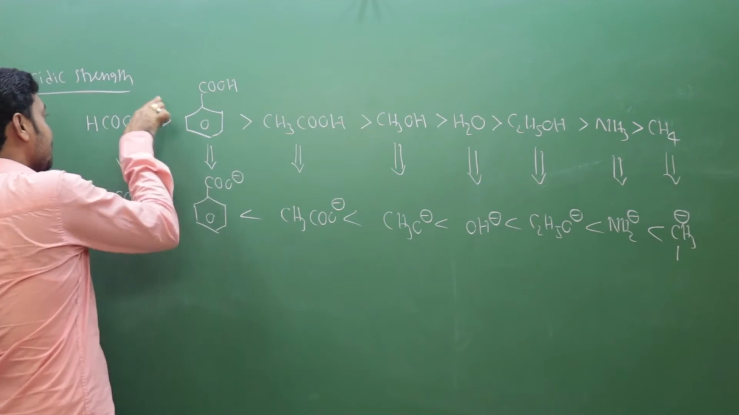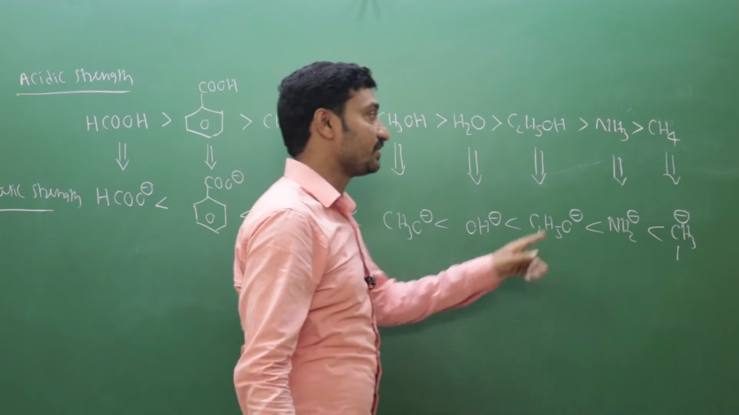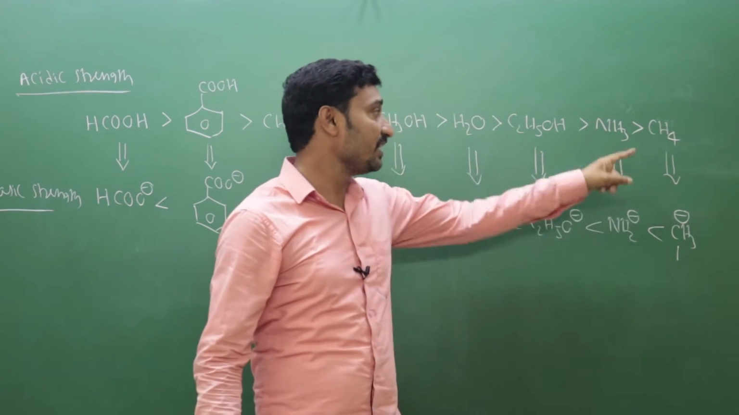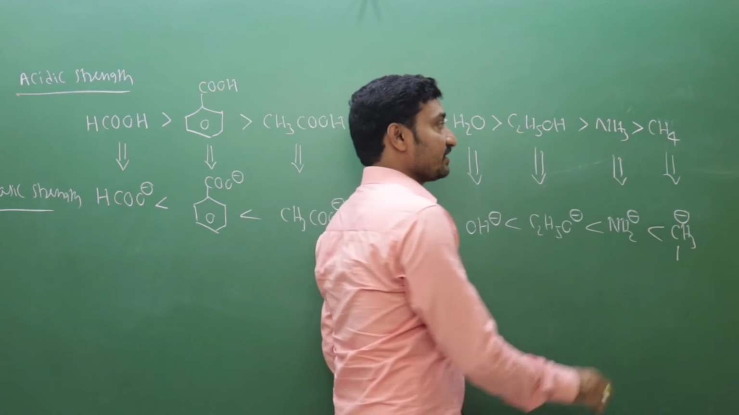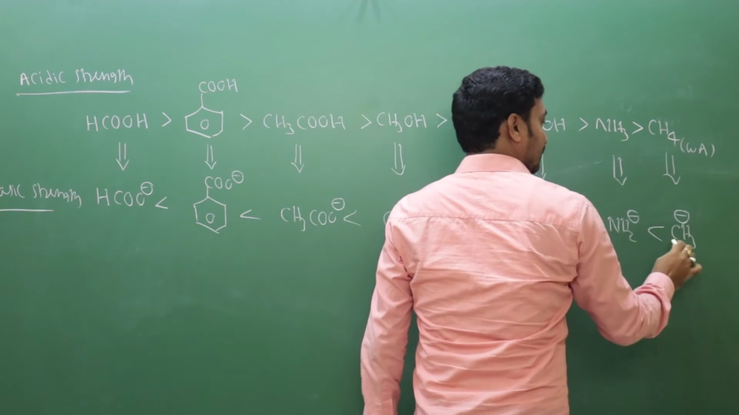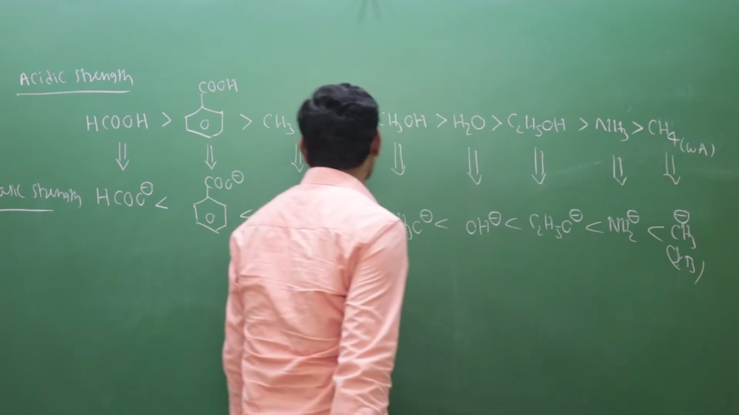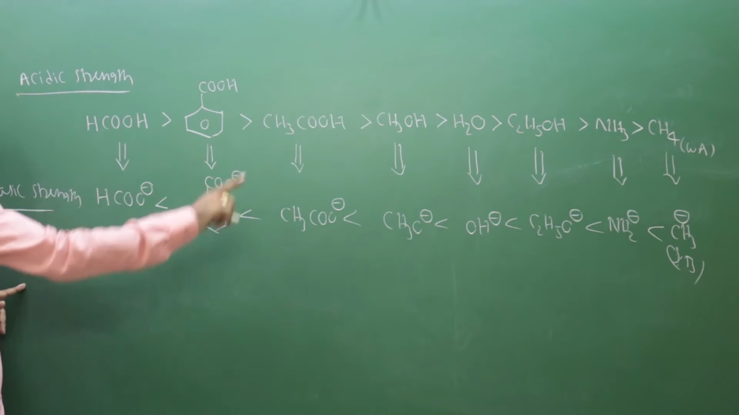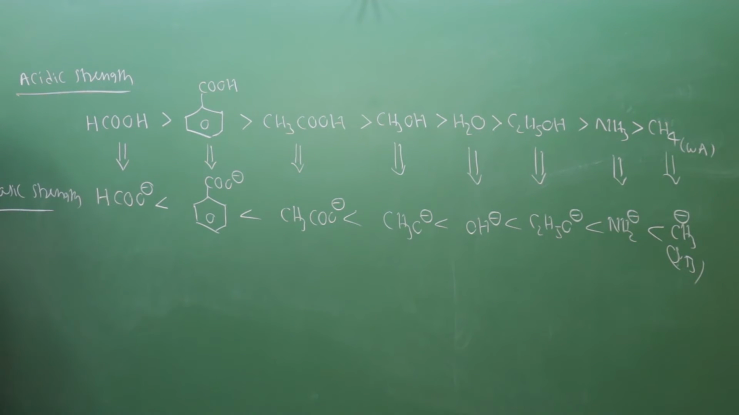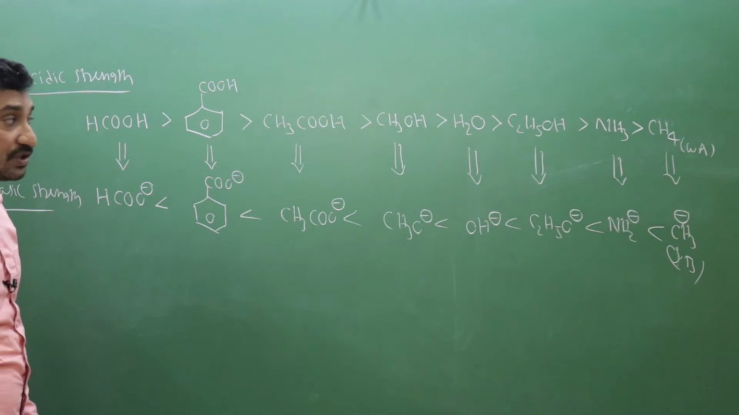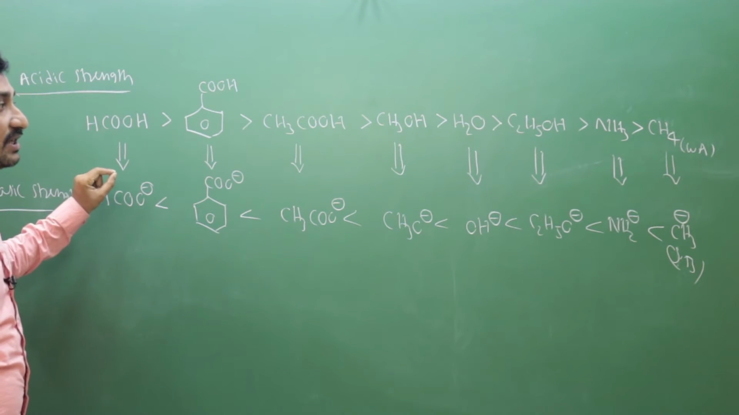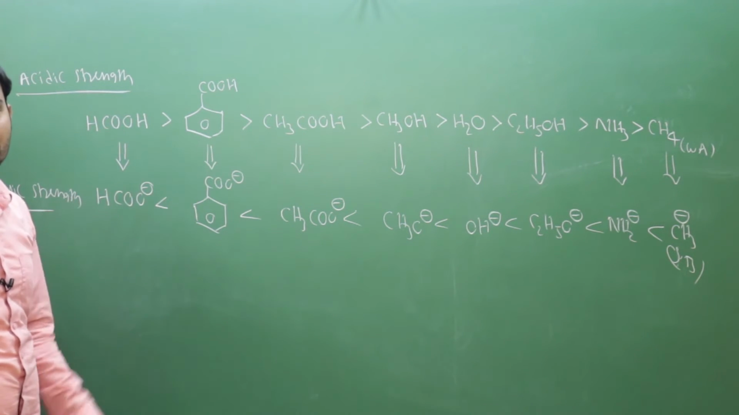Among all, HCOOH, formic acid, is the strong acid, and methane is the weak acid. This one is the strongest base. Comparatively, the other is a strong acid, so it has a weak base. Got it? So this is the order of acidic strength and basic strength of some compounds.